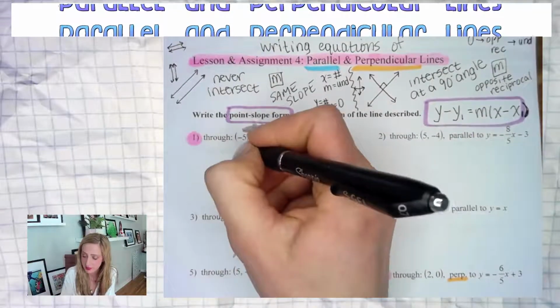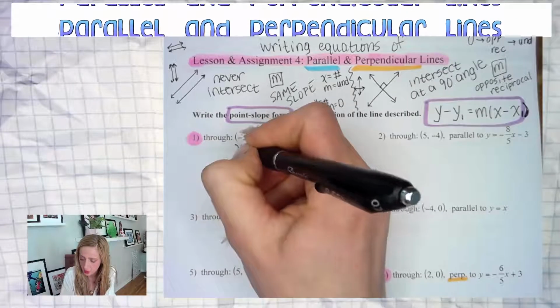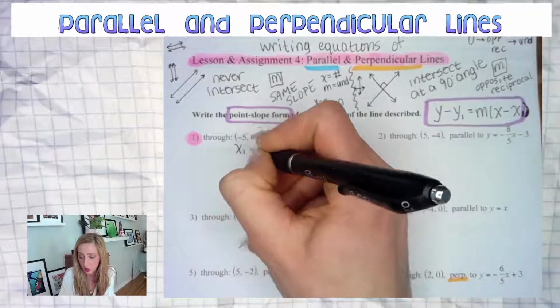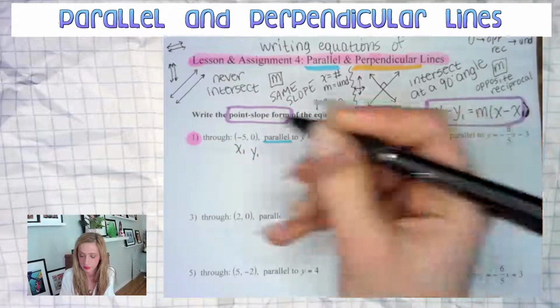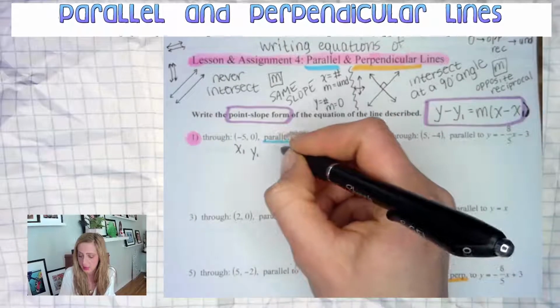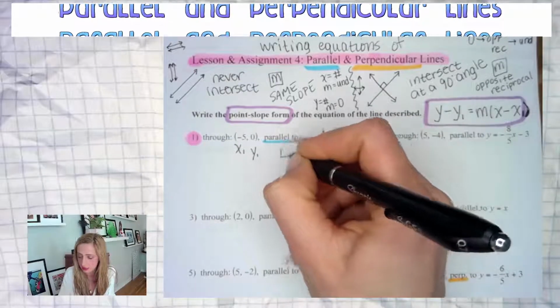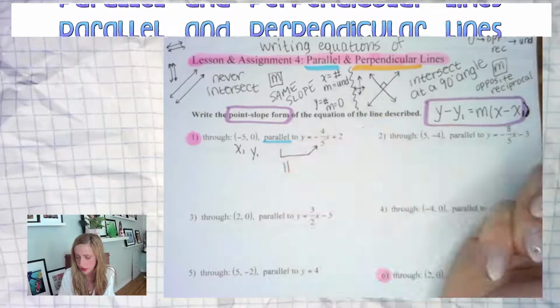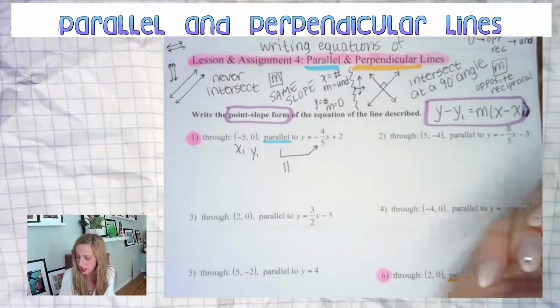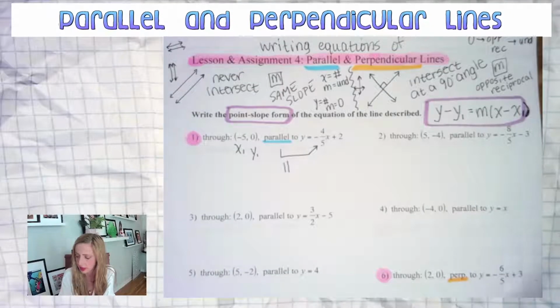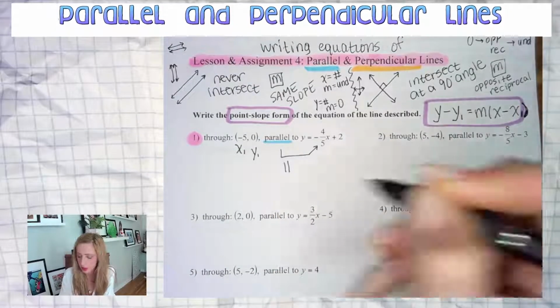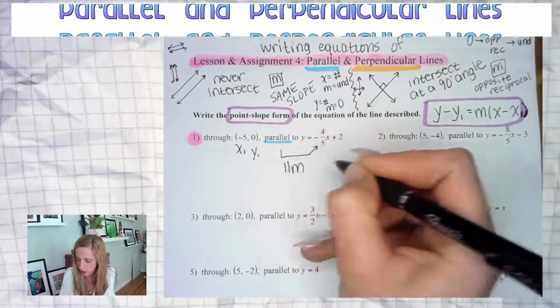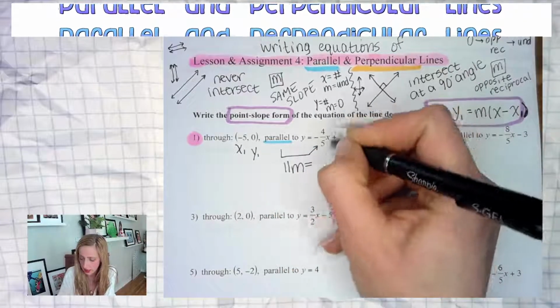The point you're given gives you your x sub 1, and it also gives you your y sub 1. Done and done. If it's parallel to this line, and in this line, parallel, there's my little symbol for parallel, actually. I kind of forgot to write those down in here, didn't I? Yeah, that's the symbol for parallel. Parallel slope will be the same.